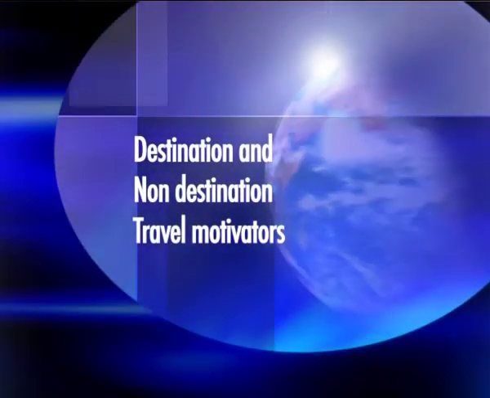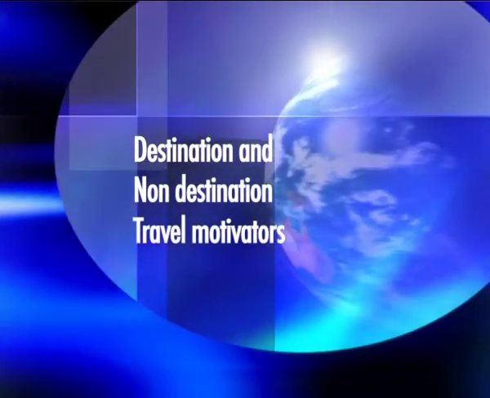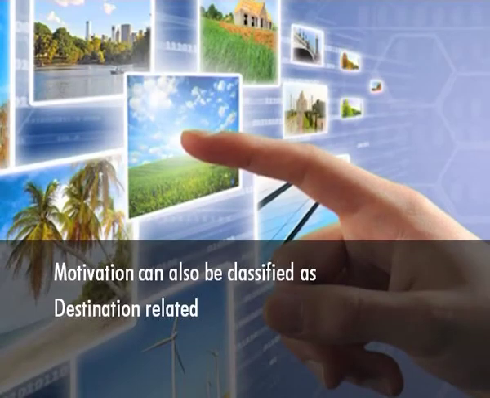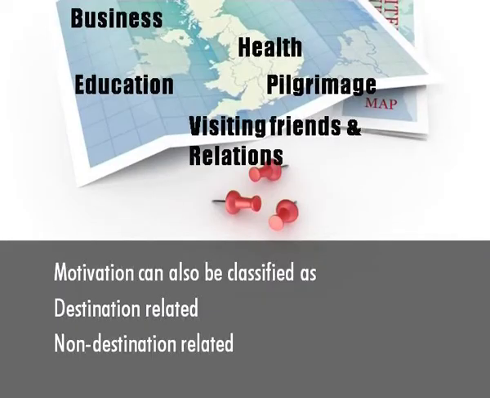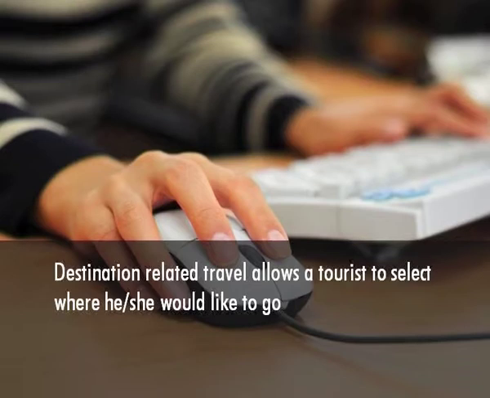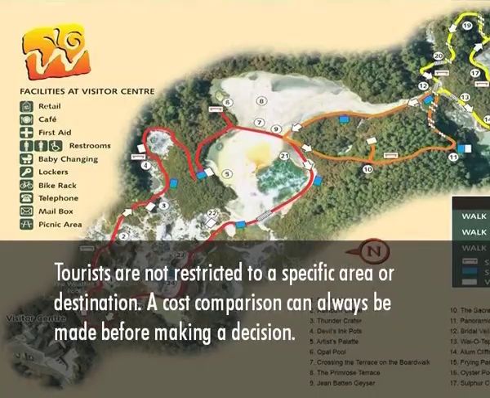Destination and non-destination travel motivators. Motivation can be classified as destination-related and non-destination-related. Destination-related travel motivators are those that allow a tourist to select any area, attraction where he or she would like to go. Tourists are not restricted to a specific destination or an area within a destination. A cost comparison can always be made before making a decision.